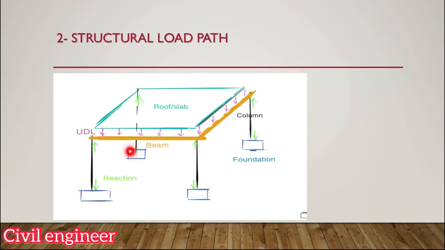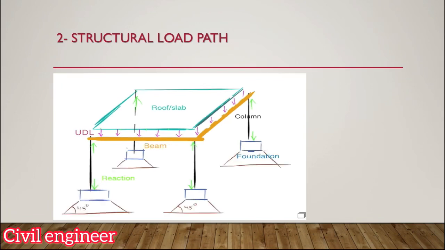This slide shows the beam loads. They are transferred to the column as an axial or point load. So the column is in axial compression, and finally the column loads are transferred to the foundation underneath as an axial or point load, which in turn is distributed to the soil underneath. Generally, the foundation load is distributed to the soil at 45 degrees. However, this depends on the soil properties. So this concludes the structural load path topic.